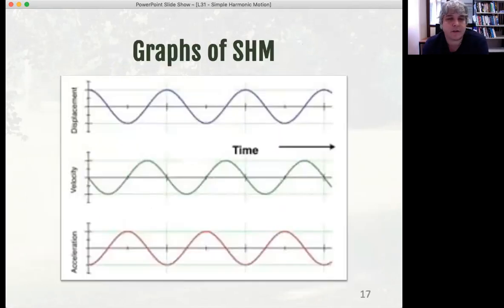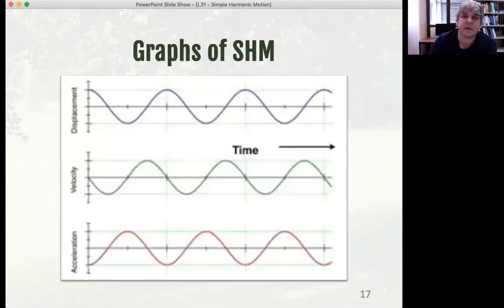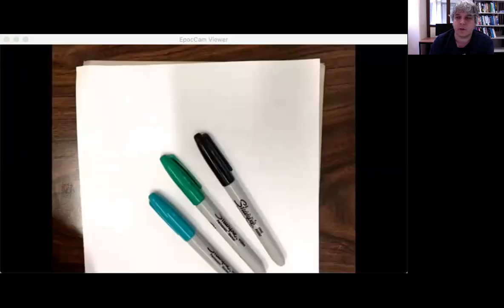This graph here, I'm going to take a little bit of time to talk about this one. This is talking about the displacement, the velocity, and the acceleration. We've got a few different ways we can think about this. So what I'm going to do is jump over to the document camera and just talk through some of this a little bit more.